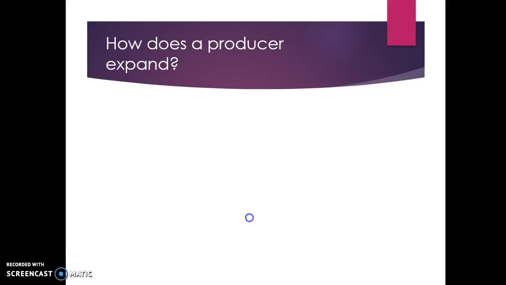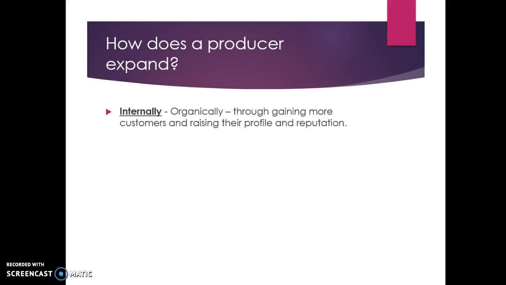So, how can a producer expand? First and foremost, internally, this is through gaining more customers and raising the profile and reputation. This has a knock-on effect: if you gain more customers, you gain more revenue. If you gain more revenue, in theory, you should be able to gain more profits. If you gain more profits, the option to reinvest back into the organisation can lead to other forms of expansion, such as increasing your products, increasing the number of stores that you may have.